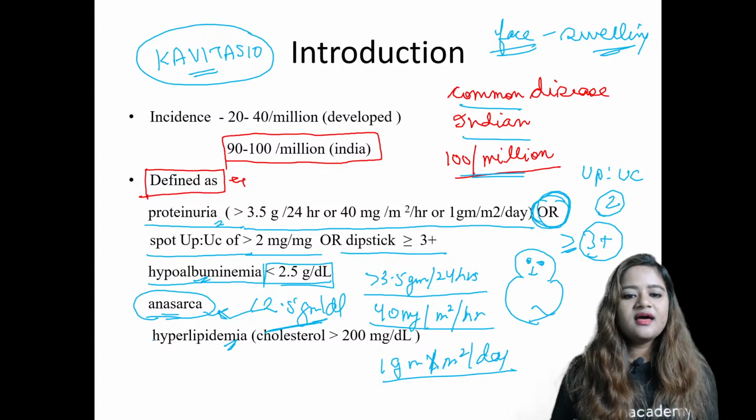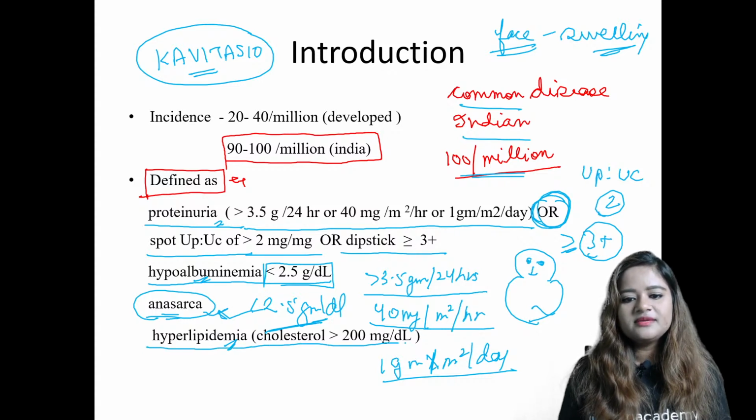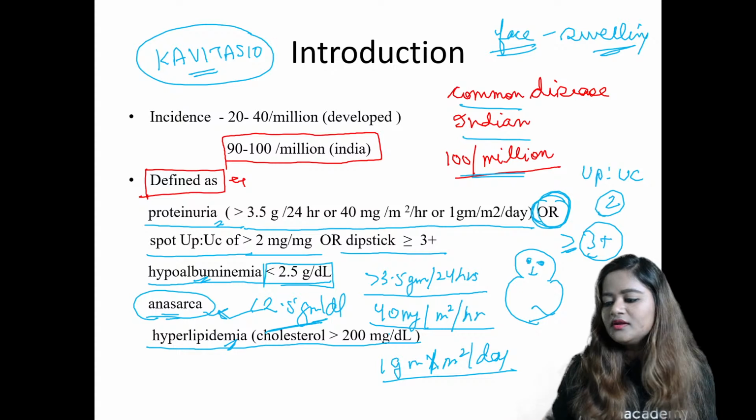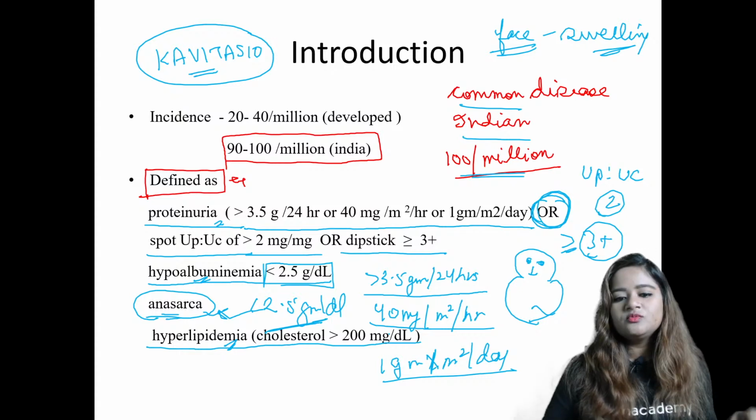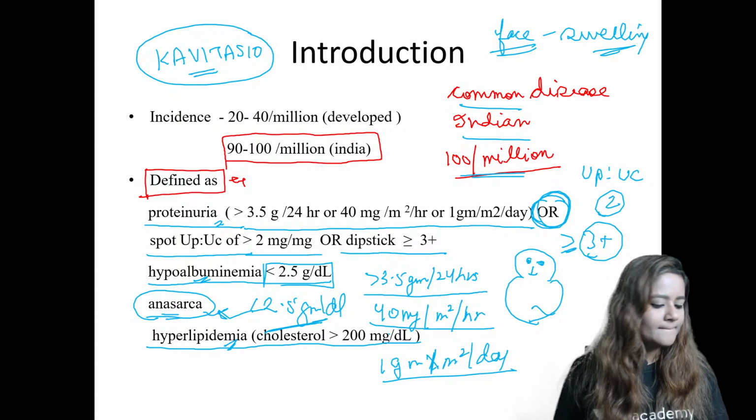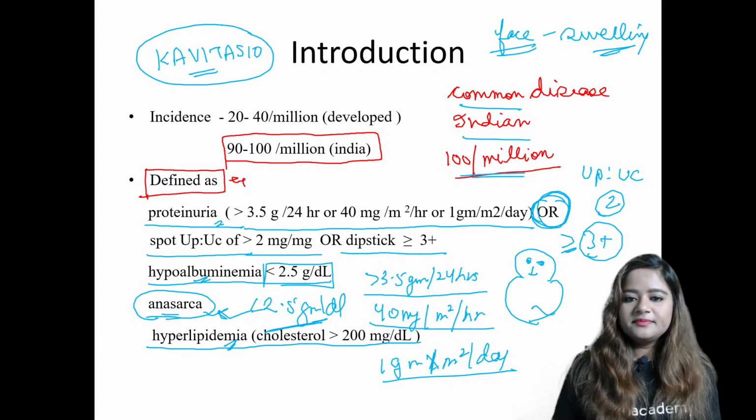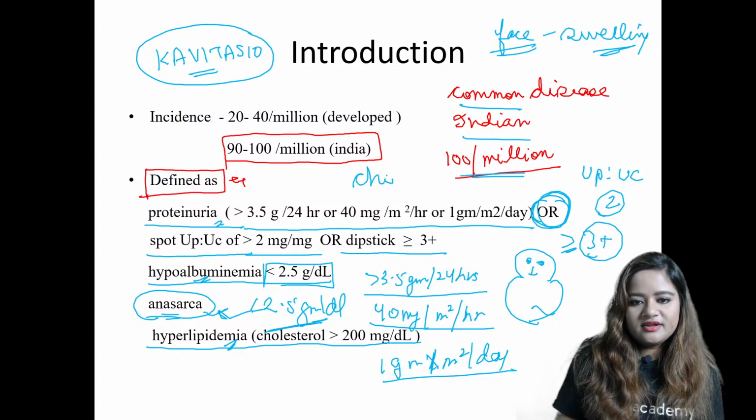Okay? Besides this, the fourth criteria or the fourth supporting thing is hyperlipidemia. What does hyperlipidemia mean? The lipid levels would increase. Which is the most common lipid that we test in the blood? Which lipid do we most commonly test? We test cholesterol levels. Okay.